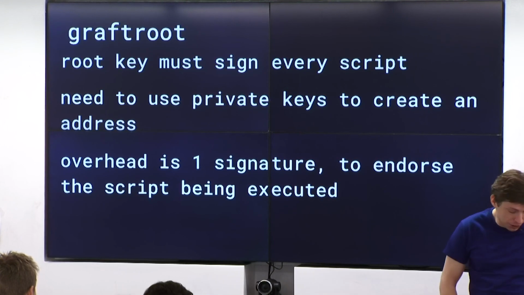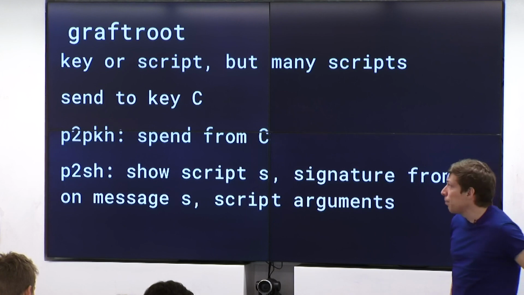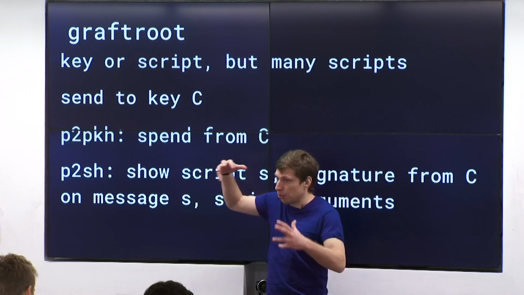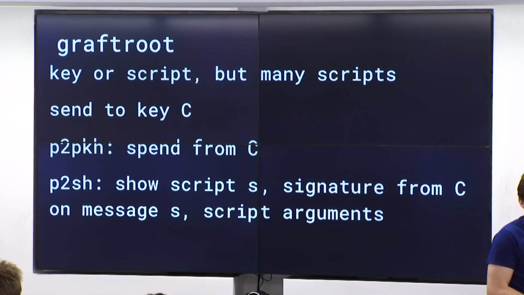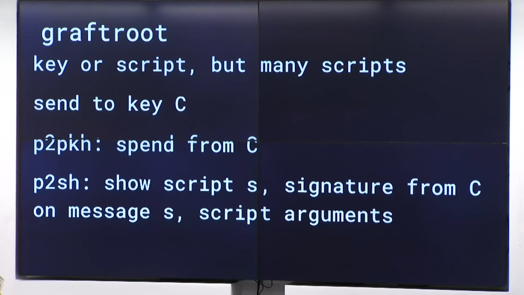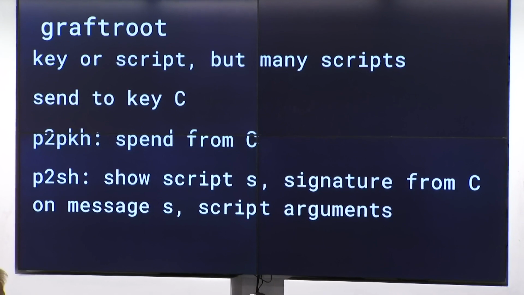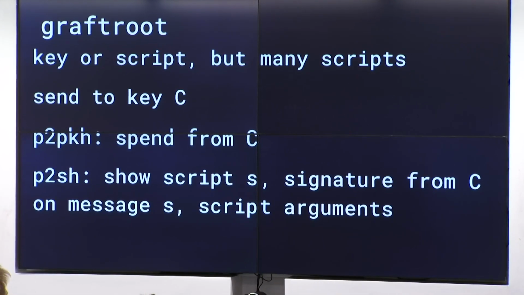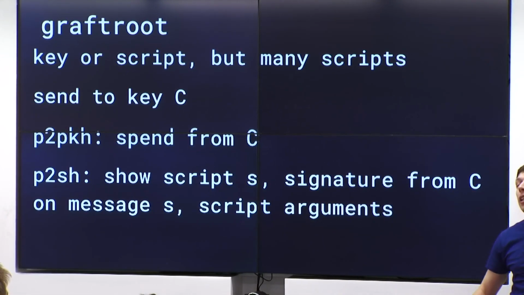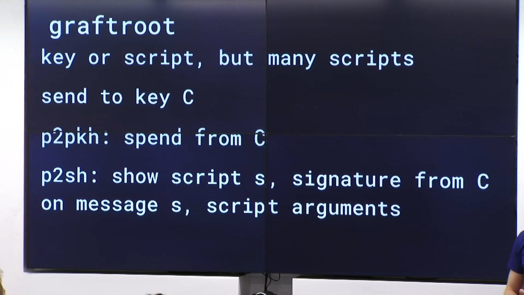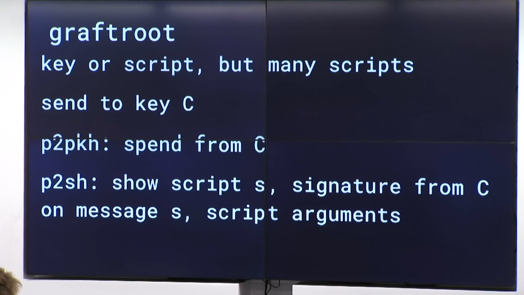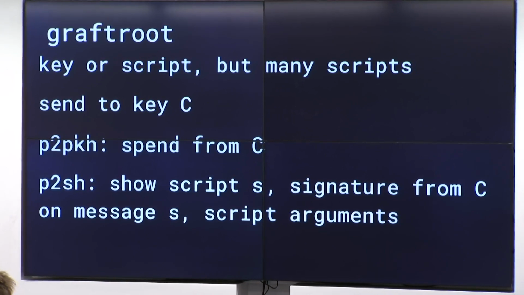So that's kind of the interesting thing about this: you can say, okay, I'm sending to the key C, which is this root key that's all 50 participants. And then after the fact, after it's been confirmed in the blockchain, those 50 participants can say, actually, you know what? 2 of 50 is good. We're not spending the money right now, but we're all agreeing that, yeah, any 2 of us can spend this money later.